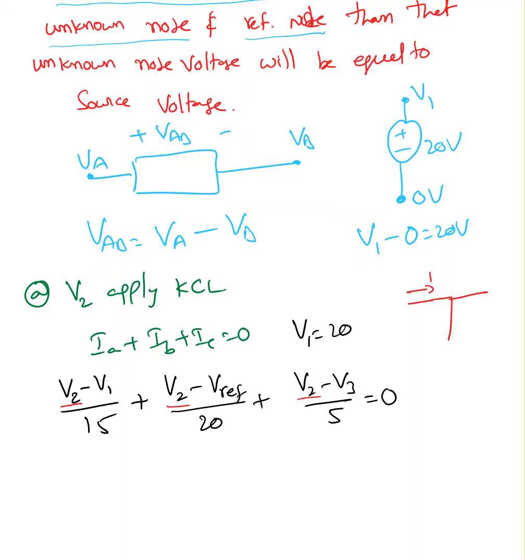Say if you chose I1 is coming in, I2 is going out, I3 is going out, you can choose I1 equal to I2 plus I3. We'll end up with the same thing. Okay, it's the same equation. Okay, now let me simplify this equation offline.